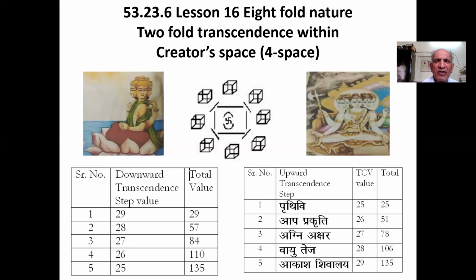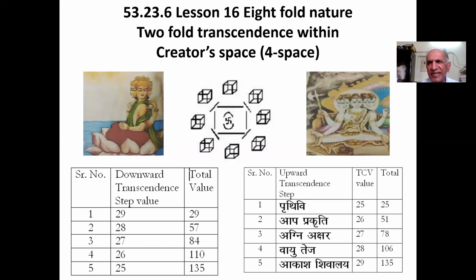And it is this five steps flow which within four space, presided by Lord Brahma with formulation Brahma of TC value 29, takes downward transcendence beginning with 29 as of values range 29, 28, 27, 26 and 25. The reverse orientation naturally is going to be of upward transcendence and it will be of values steps 25, 26, 27, 28 and 29. On the computer screen are the pair of tabulations. The first is of the downward transcendence and second is of upward transcendence.